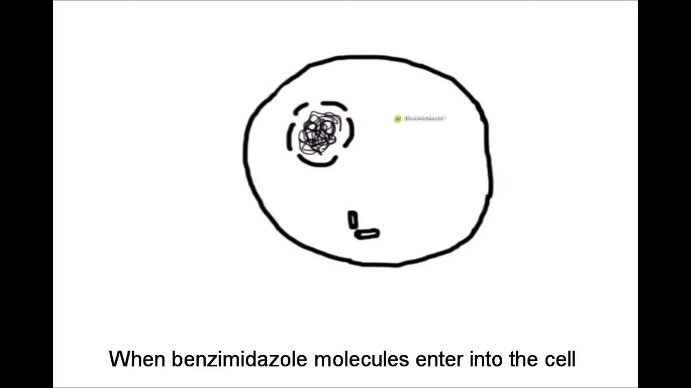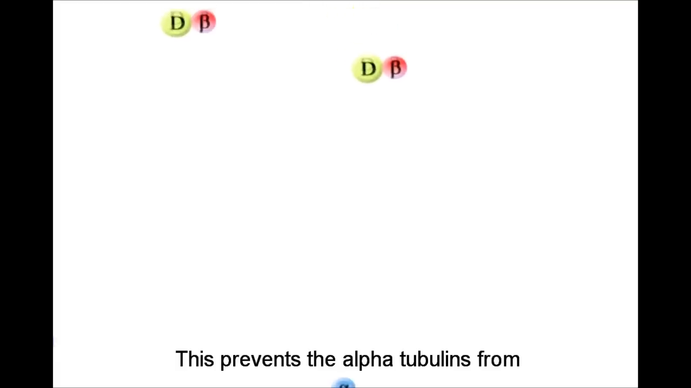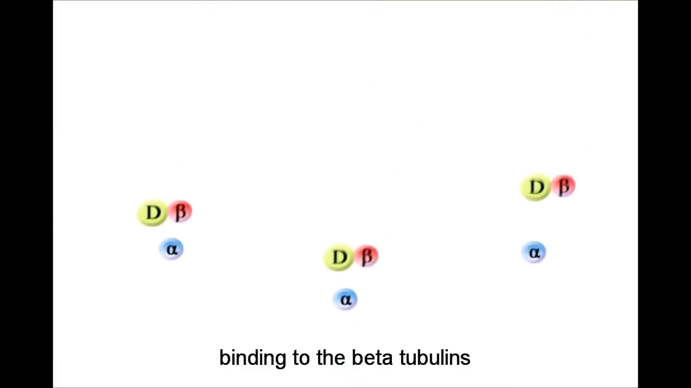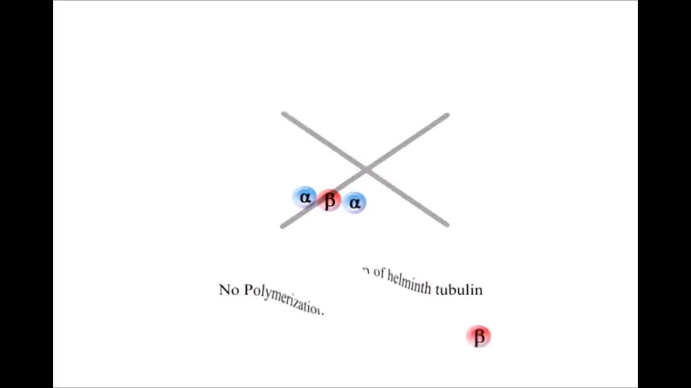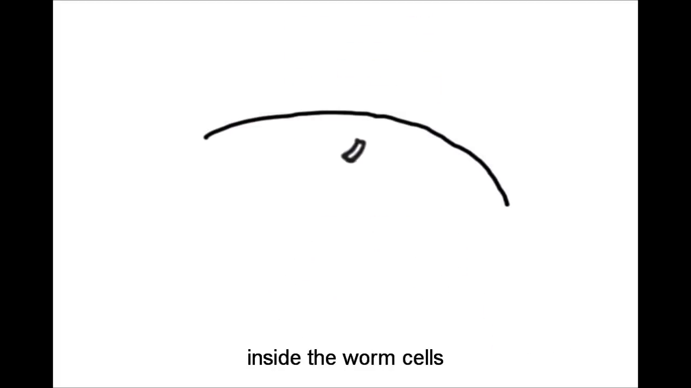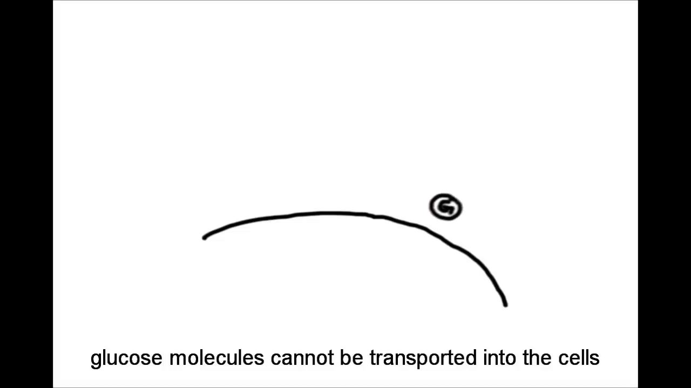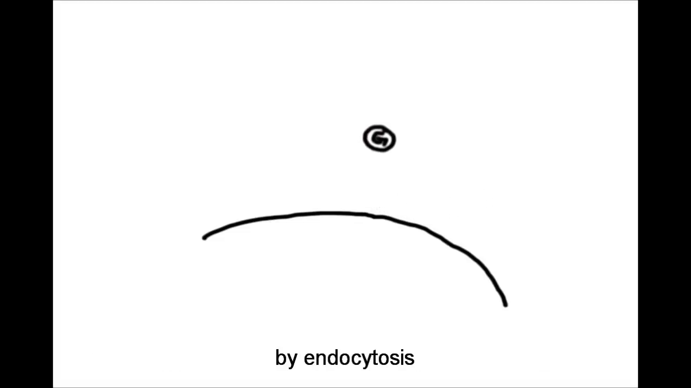When the benzimidazole molecules enter the cell, the drug molecules will bind to the beta-tubulins. This prevents the alpha-tubulins from binding to the beta-tubulins. As a result, the polymerization of helminth tubulins cannot occur. This means that no microtubule can be formed inside the worm cells. Without the presence of microtubules, glucose molecules cannot be transported into the cells by endocytosis.